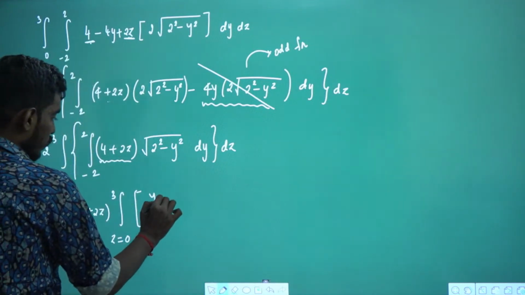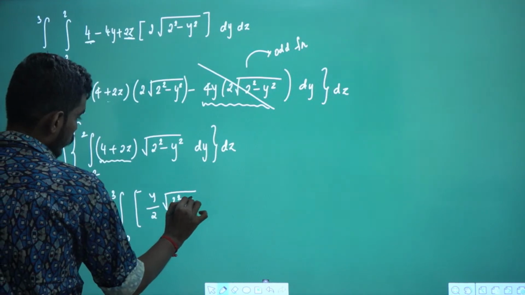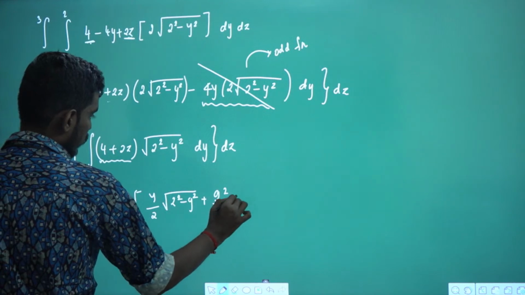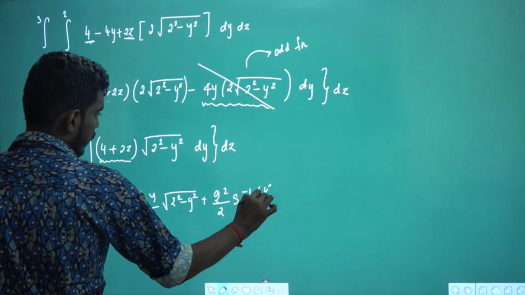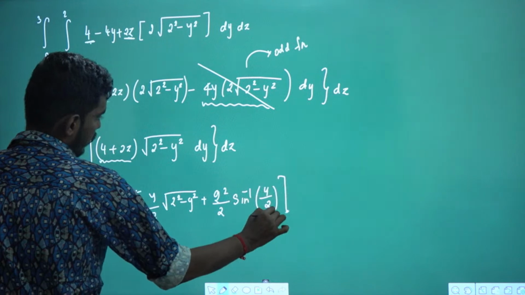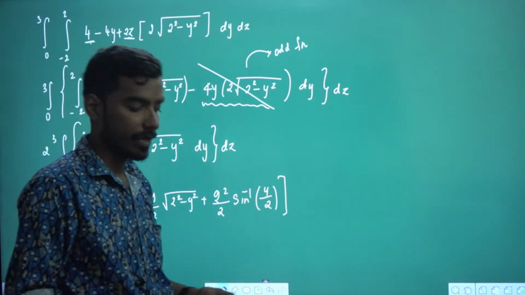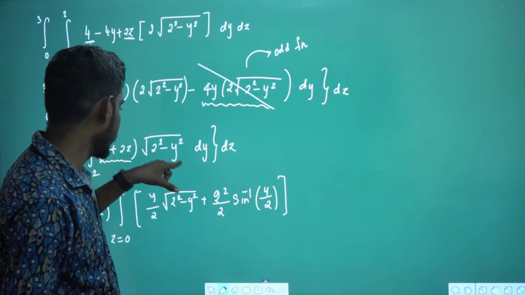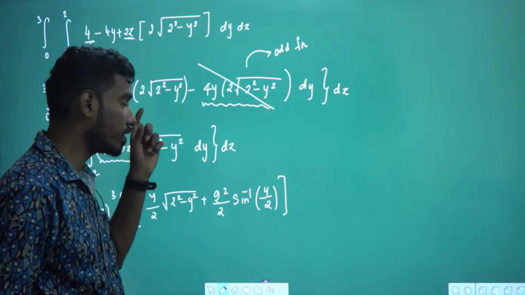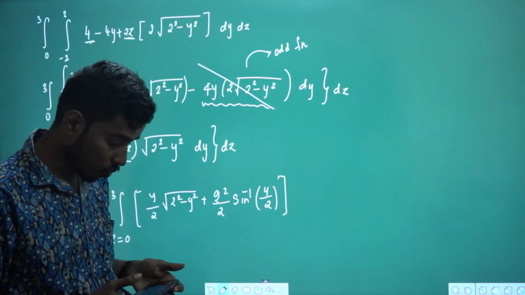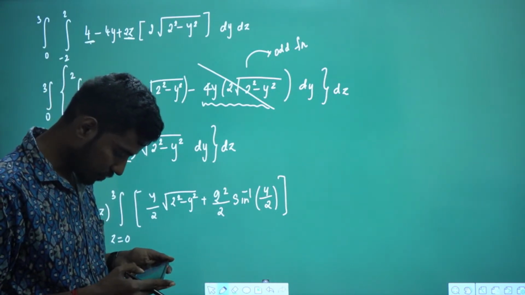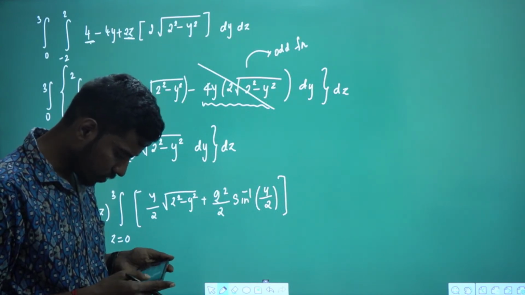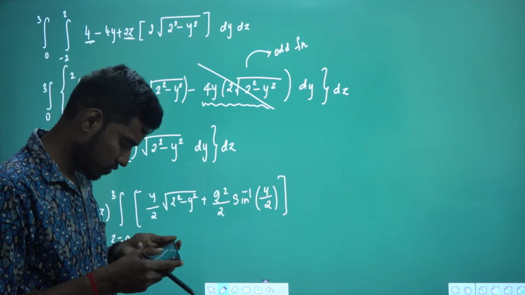So x by 2 root of a square minus y square plus a square by 2 sine inverse x by a. So this formula you know, right? Integration of root of a square minus x square is x by 2 root of a square minus x square plus a square by 2 sine inverse x by a. Here a is 2, x is y. Okay. This is visible, right?